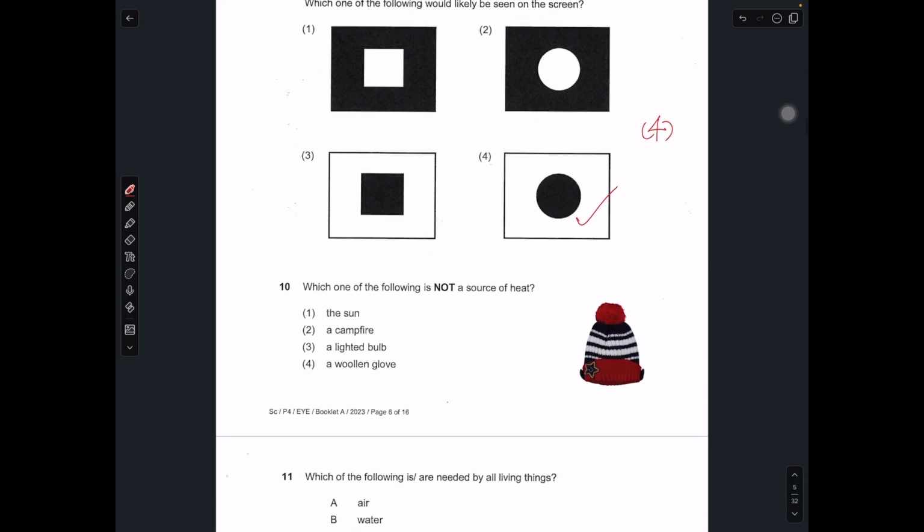Okay, which one of the following is not a heat source? The sun is, the campfire is, when you put your hand there, you'll feel hot. The light bulb is, okay, you put it for a long period of time, you also feel hot. Okay, this is a woolen material. It is a poor conductor of heat, but that doesn't mean that it is a heat source. So the answer is number 4.